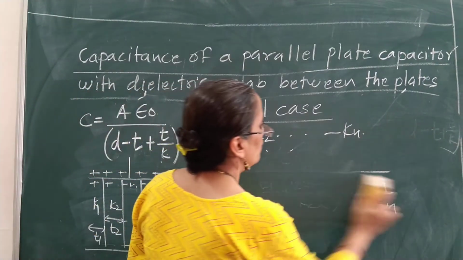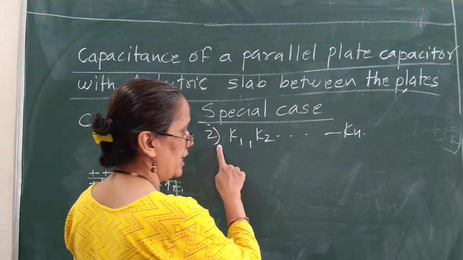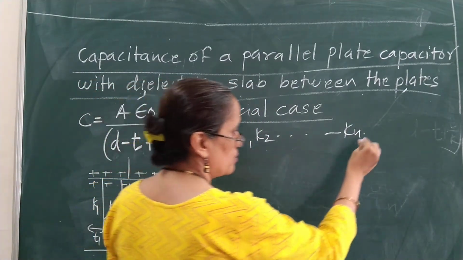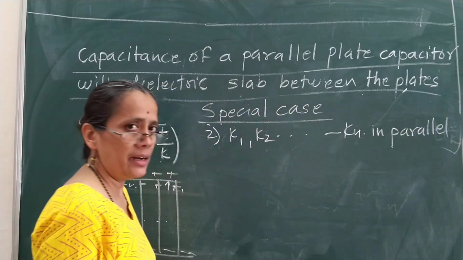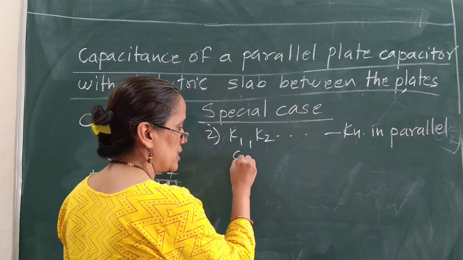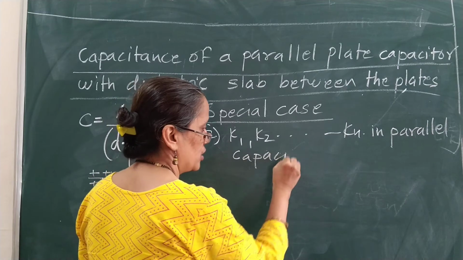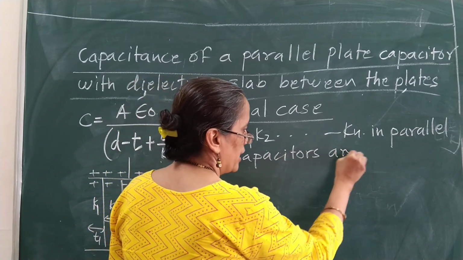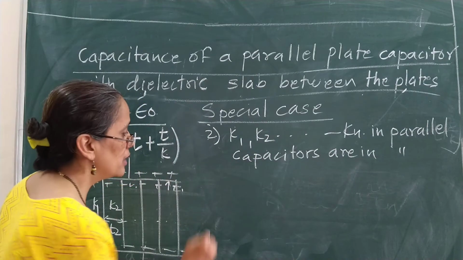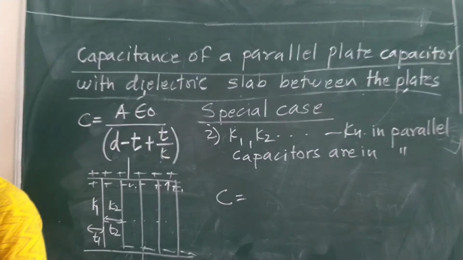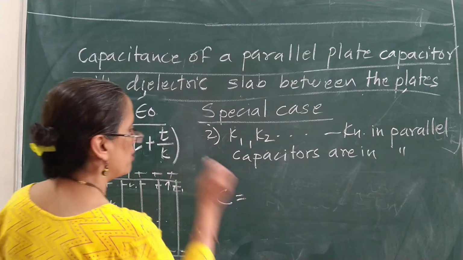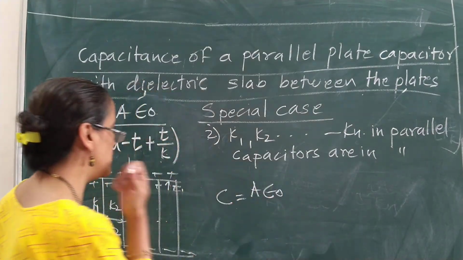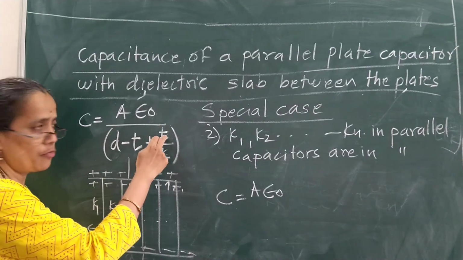So now here I can say that all your dielectrics come in parallel combination. Your dielectrics are in parallel, so the number of capacitors come in parallel combination. Therefore your resultant capacitance will go on changing. And now your resultant capacitance can be written as C, you have a formula A epsilon 0. And now here your formula is what?